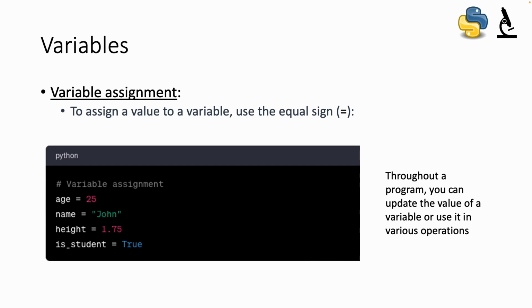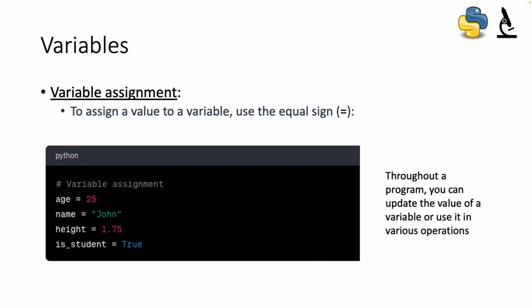Throughout a program, it's important to notice that you can update the value of a variable or use it in various operations. So for example, for age, if it changes from 25 to 26, you can simply say one line underneath, age is equal to 26. And you can do that multiple times. Also, and this I will cover in a minute, it's not mandatory to use the same type of data for the same variable, but it is very useful for managing data anyway.